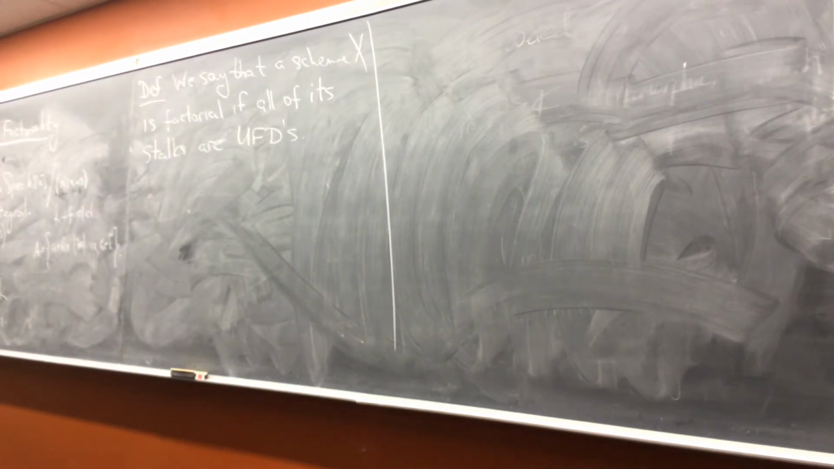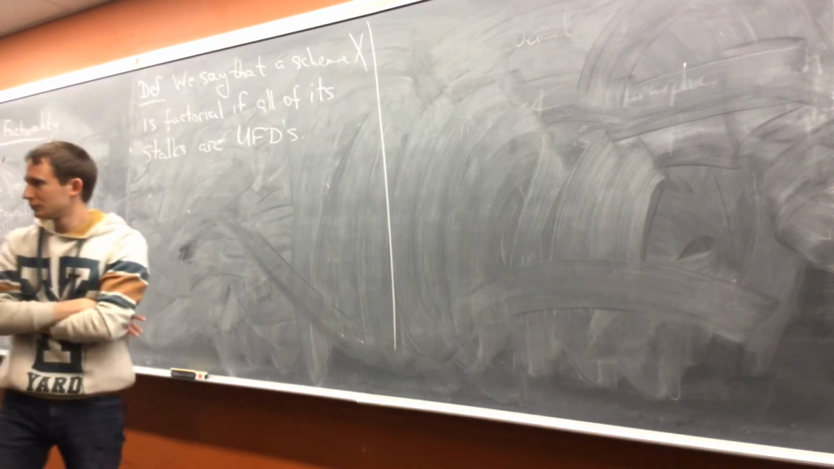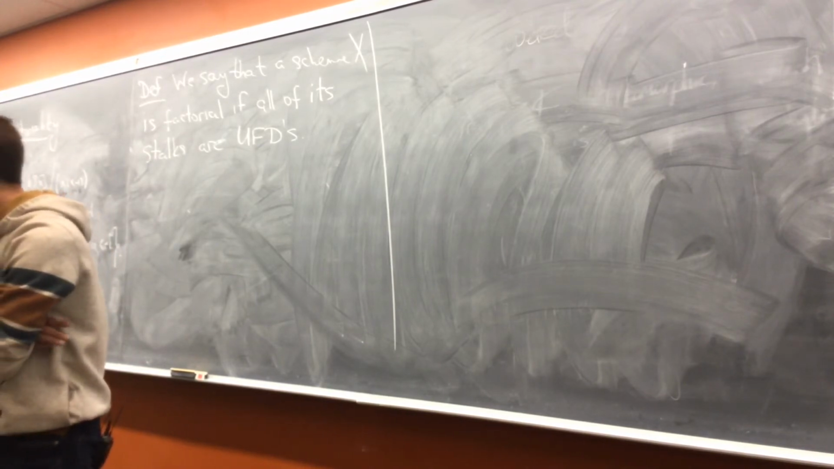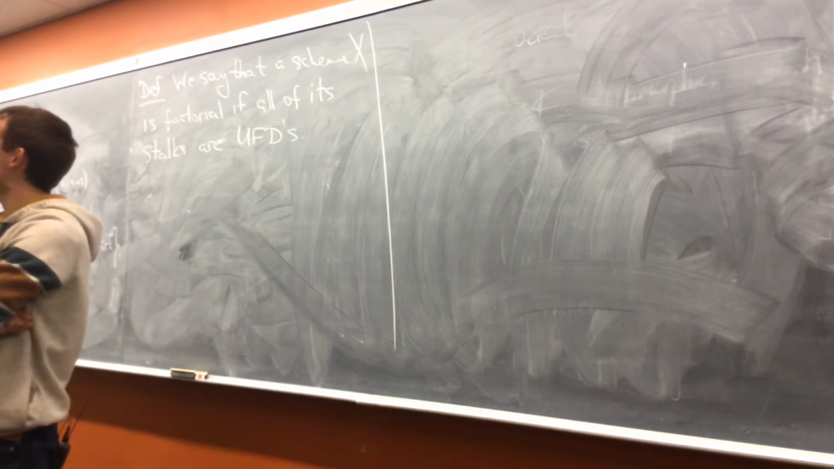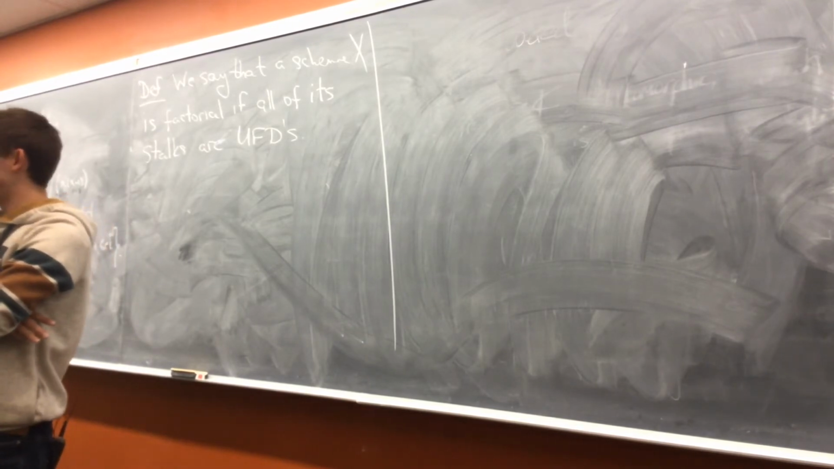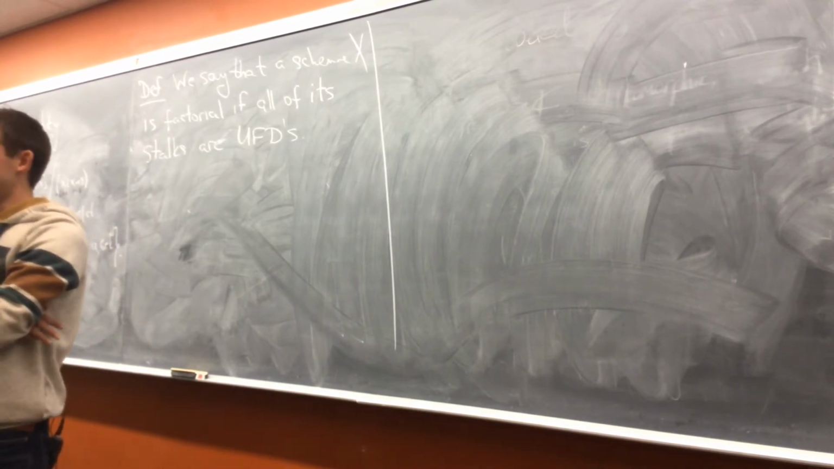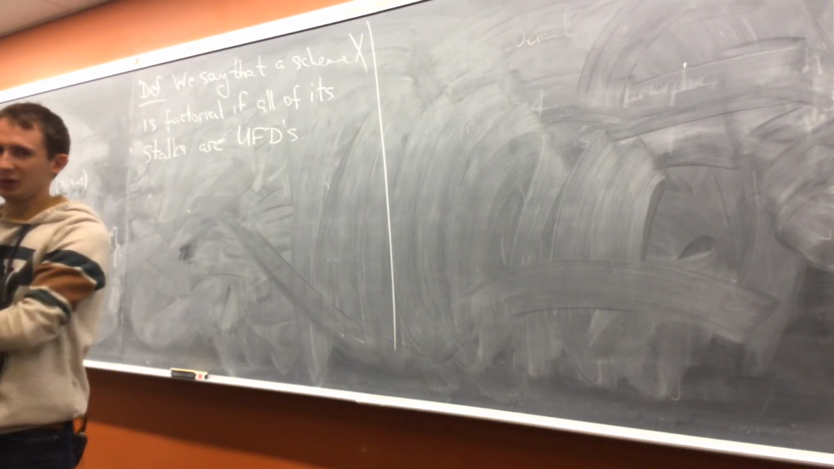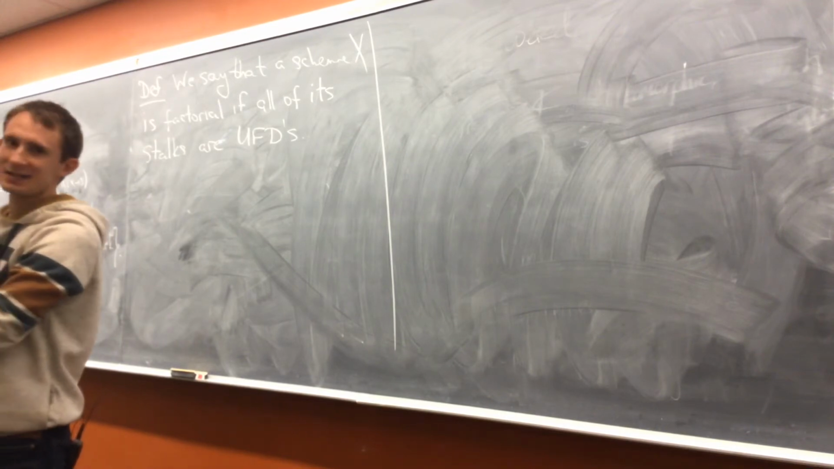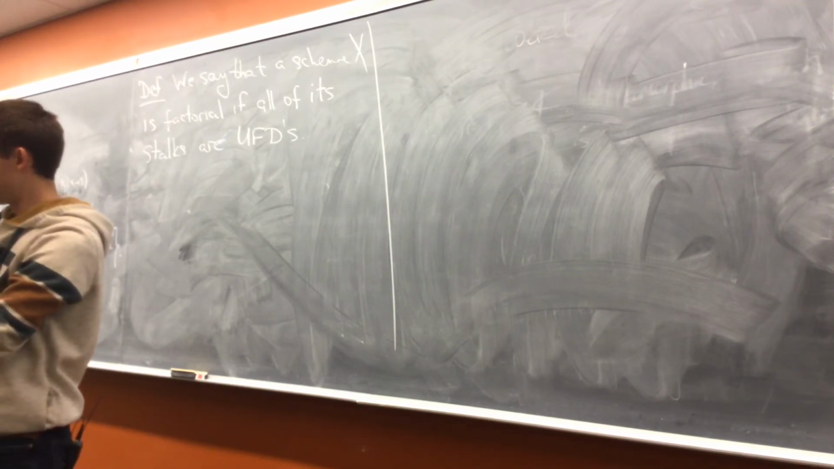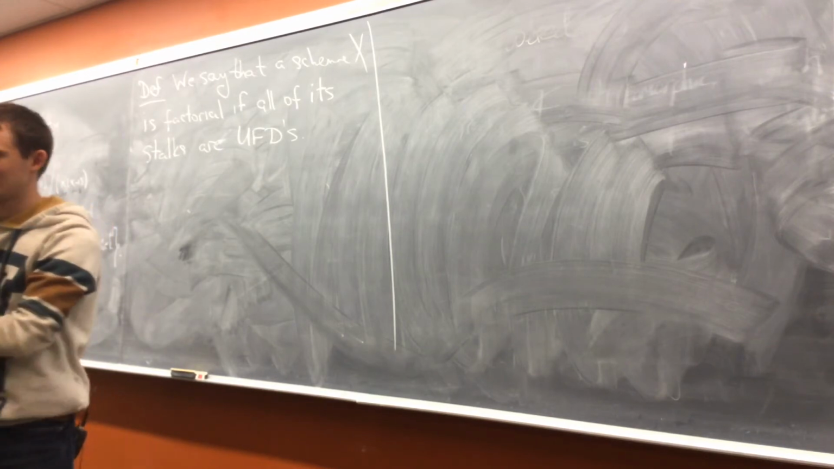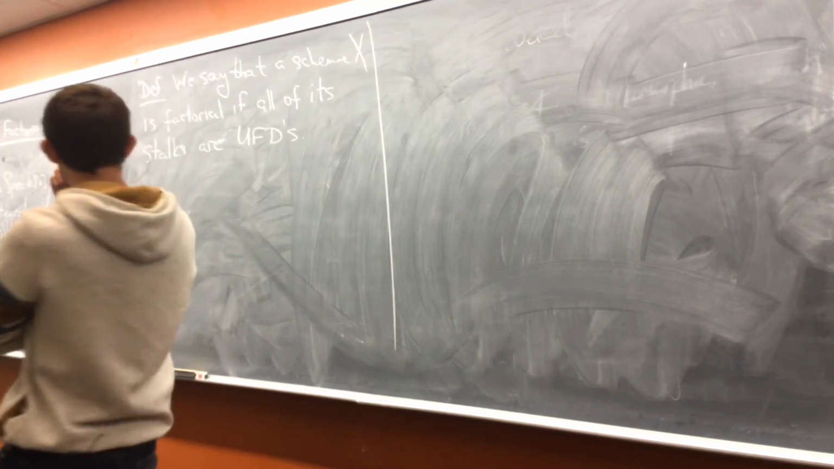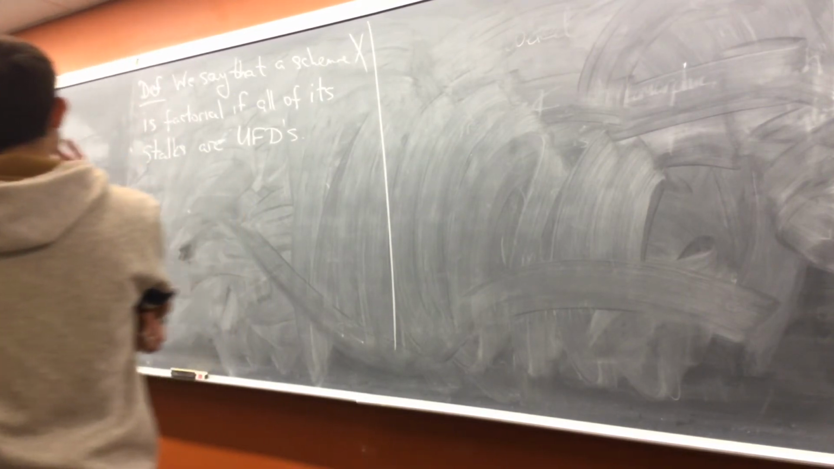Okay? Does UFD imply integrally closed for rings? Yes, it does. And in fact, I'm going to prove it. No, you didn't steal my punchline, but this is actually the main thing that we need to prove. That's actually one of the reasons why we're considering UFDs, because UFDs are the nicest examples of integrally closed things. And factorial schemes are the nicest examples of normal schemes, right? So that's exactly right.